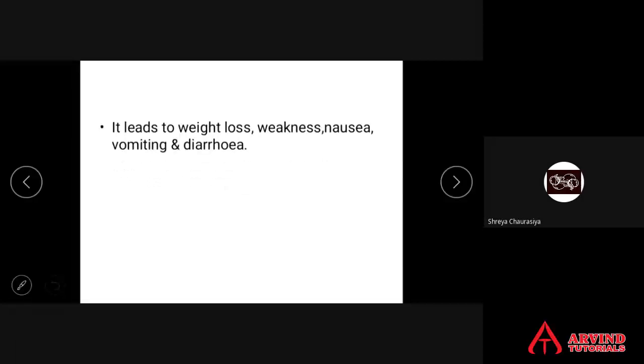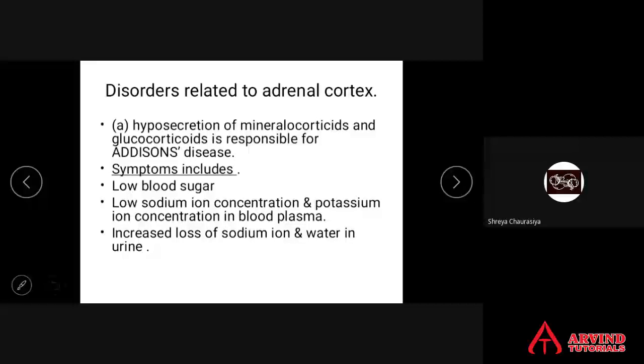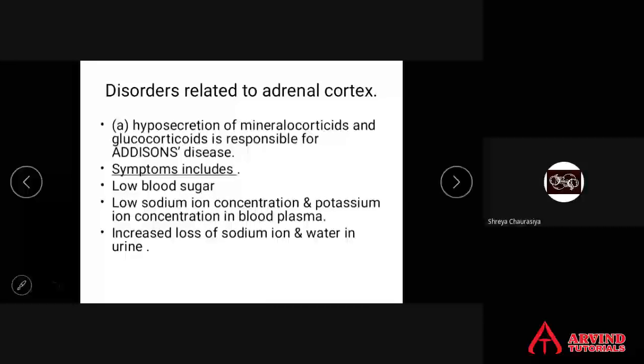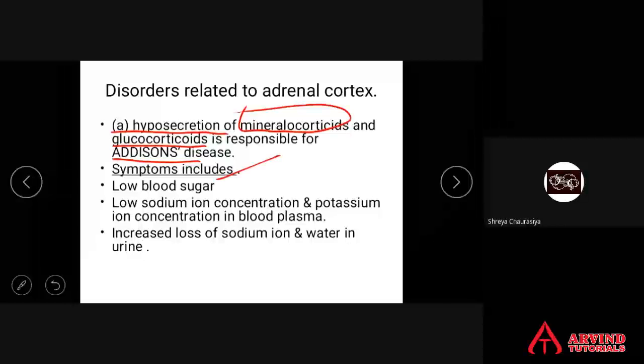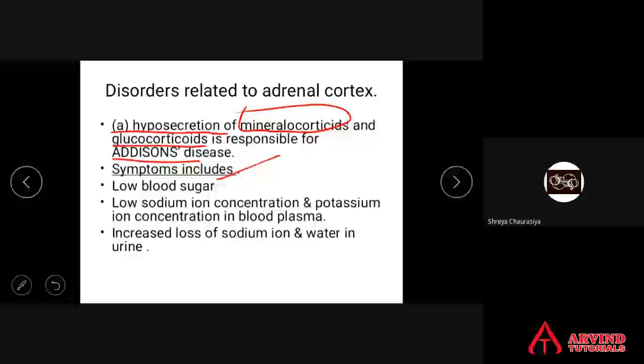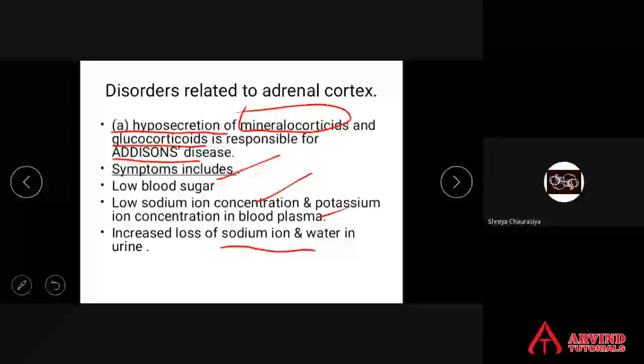So what is Addison's disease? Addison's disease is the disease that arises due to lesser production, hyposecretion, of mineralocorticoids as well as glucocorticoids. And what are the symptoms of Addison's disease? Low blood sugar level, low sodium ion concentration in the blood plasma, and increased loss of sodium ion and water in urine.